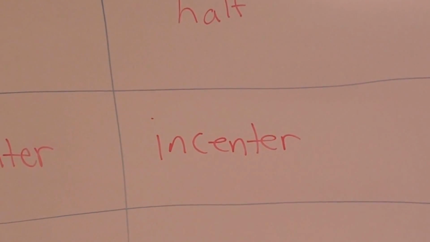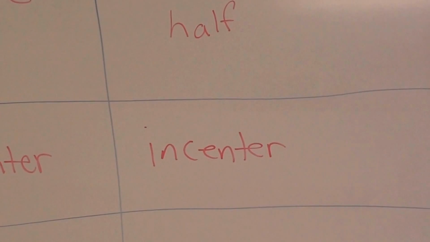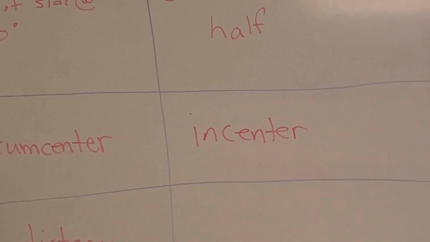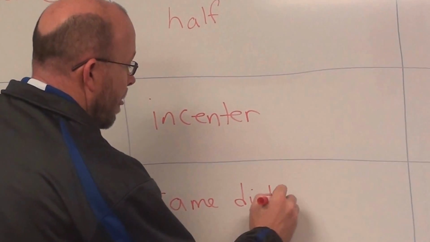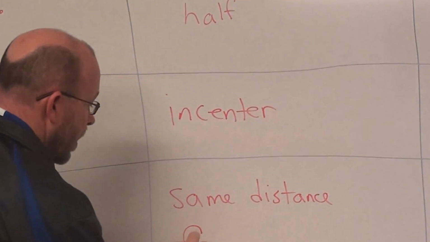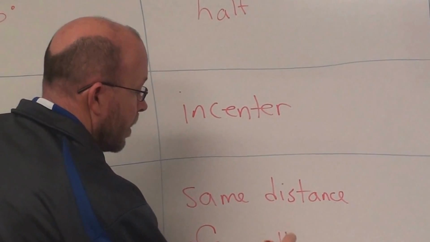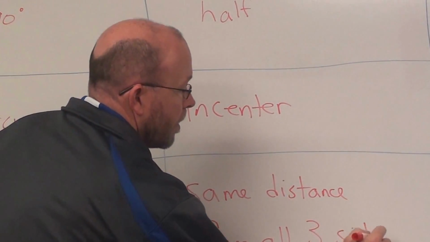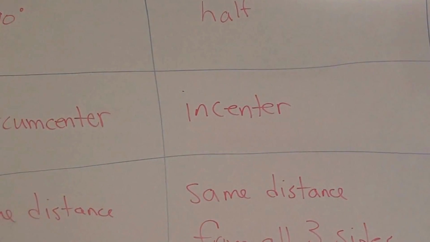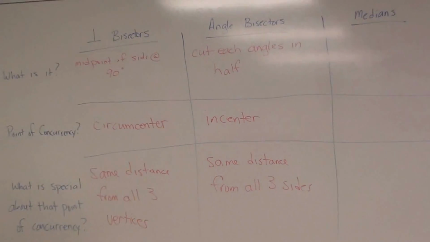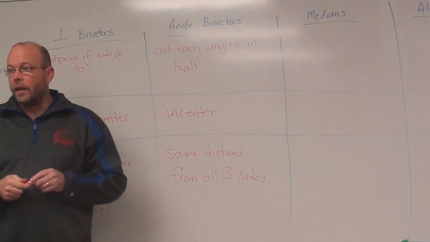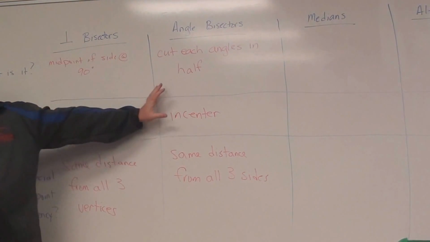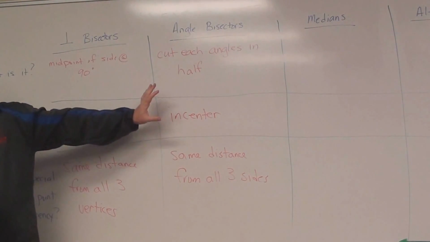And what was special about the incenter? Symmetry on all 3 sides. There we go. The incenter was the same distance from all 3 sides. And no matter how much you move the triangle, it stays in that spot. Exactly. It stays in a spot that is equidistant from all of the sides, no matter how you move the triangle. Exactly. So these two, we spent 2 days working on these.